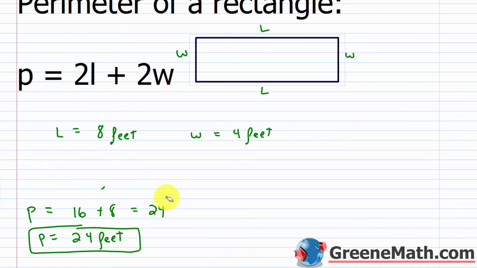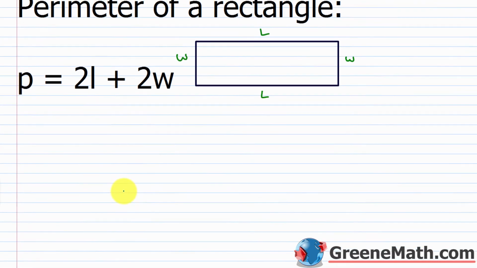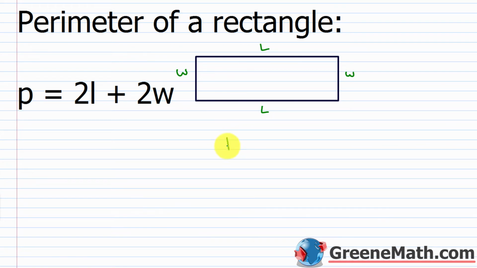Let me erase this real quick. And let's say that I gave you a scenario where I told you what the perimeter was. Let's say the perimeter is now 40 feet. And let's say I gave you one of these. Let's say I gave you the width, and I said that the width is going to be 7 feet. Well, how would I find out what the length is? So my L here is unknown.